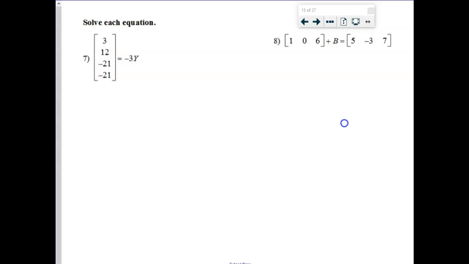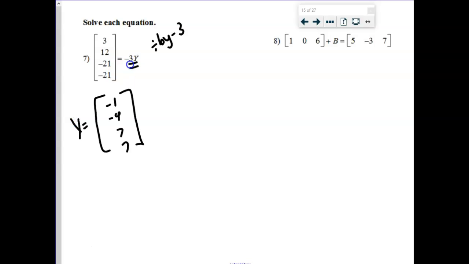All right, number 7. I don't know. What do you think? No. I'm just writing no on all these. No, we can do this. So think of it like an equation. Forget this for a minute. If you just had to solve for y, what would you do? You would divide by -3. So this becomes a -1, a -4, a 7, and a 7. So this is matrix Y. If you were to go back and plug it back into the statement and multiply it all by a -3, you'd get this guy as a result.